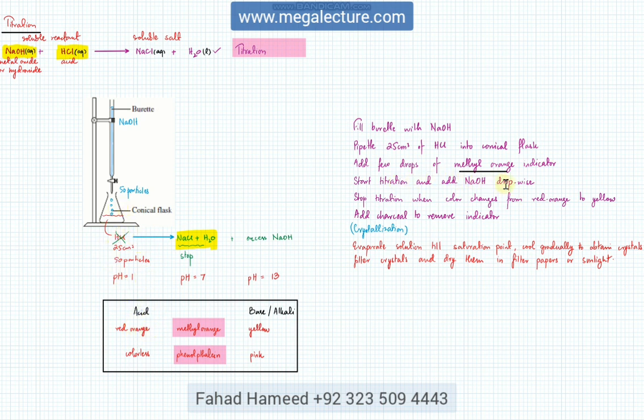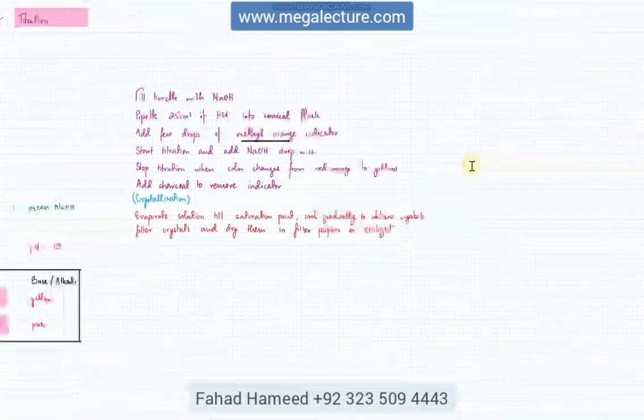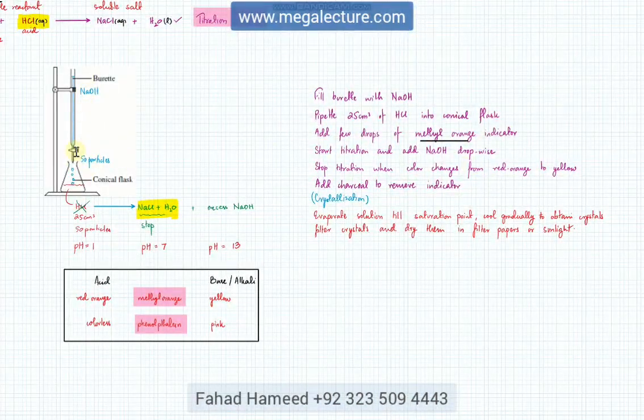You're going to start the titration and add NaOH drop by drop. So from the top, you're going to open the burette, NaOH would fall, and the HCl will get neutralized and it will slowly turn into NaCl and H2O. That's what you're looking for. So start the titration and add NaOH dropwise slowly. And you stop titration as soon as the color changes from red orange to yellow. So as soon as the salt and water is produced and all the HCl gets used up, and you add one tiny bit of NaOH in excess, it will immediately turn yellow. So stop titration when the color changes from red orange to yellow.